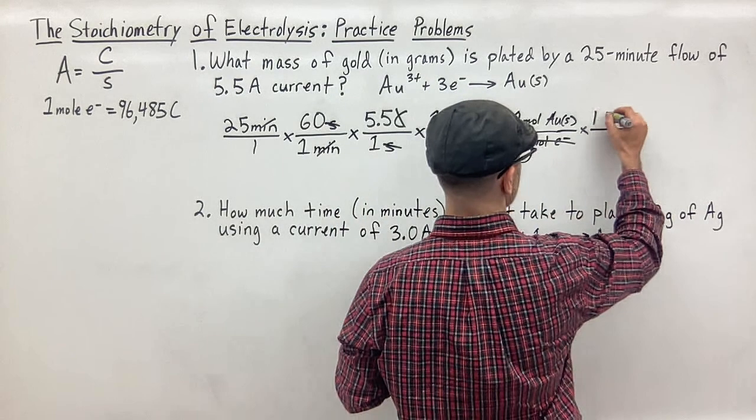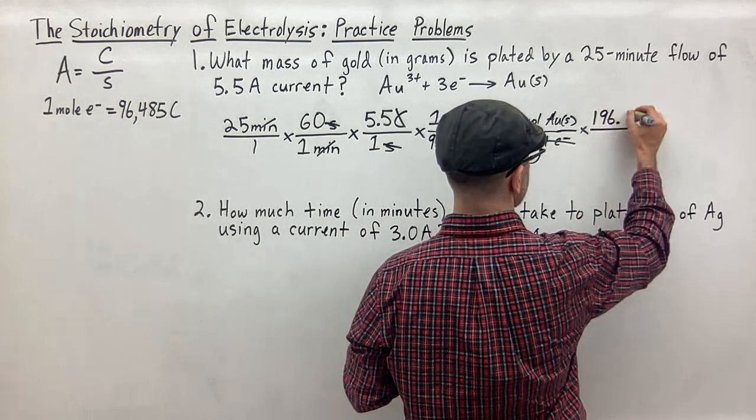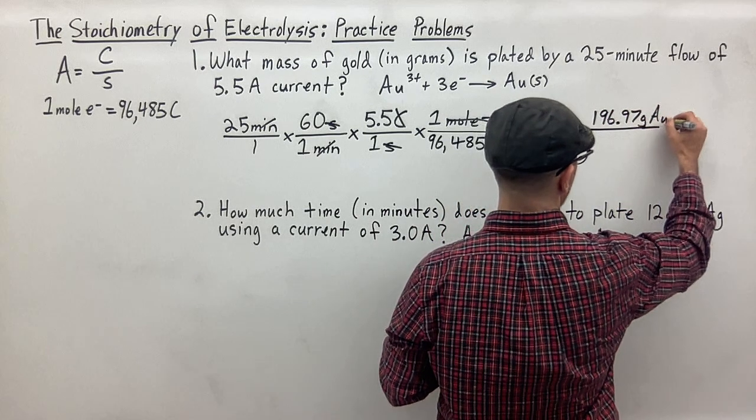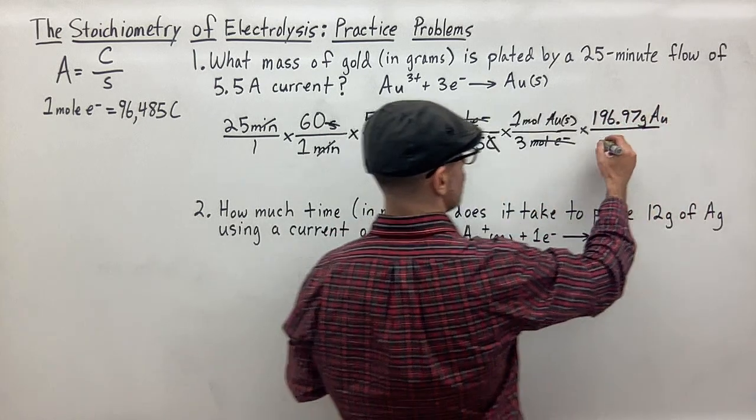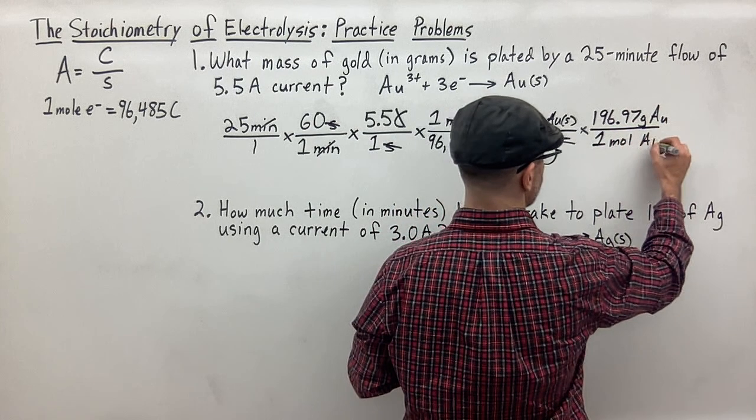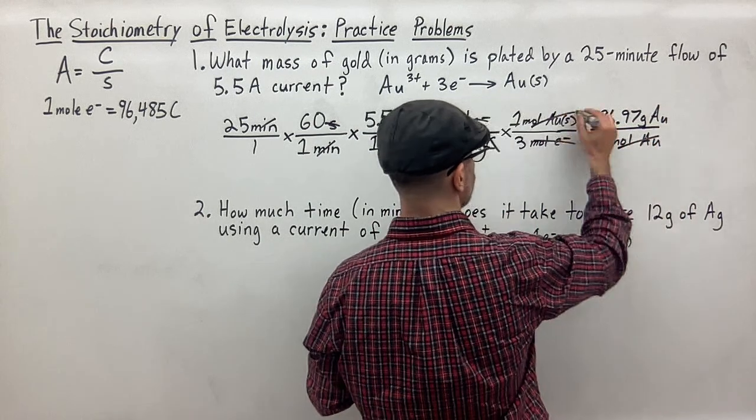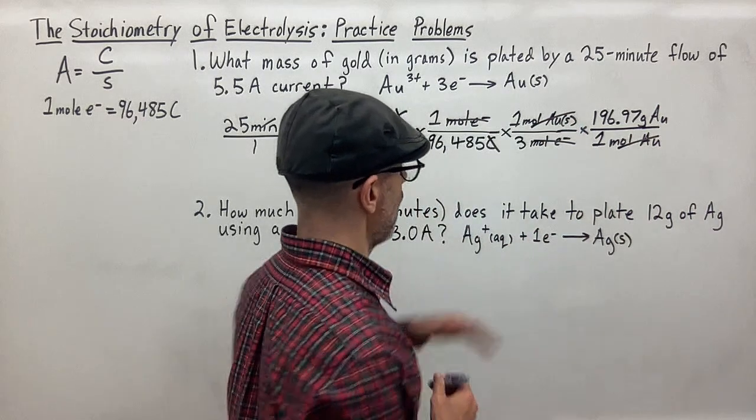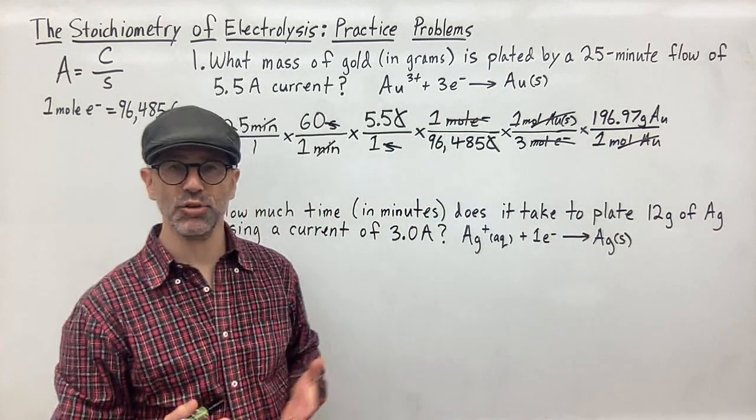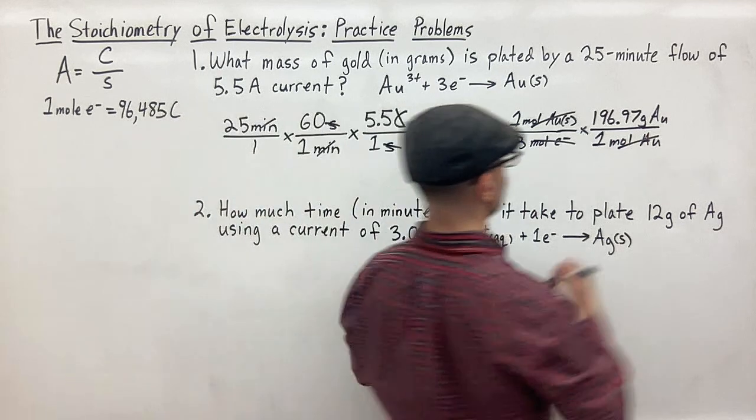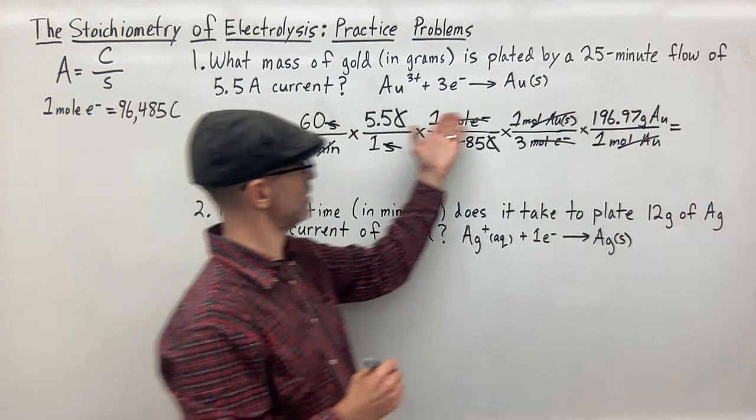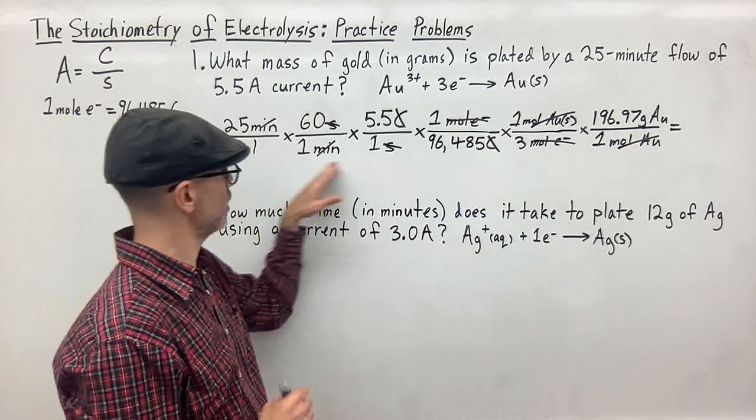So I have 196.97 grams of gold on the top, and then that's equal to 1 mole of gold on the bottom. So moles of gold cancels out. Now I have grams of gold on the top. I've got the unit I want. Now all I need to do is just multiply by everything on the top, divide by everything on the bottom.